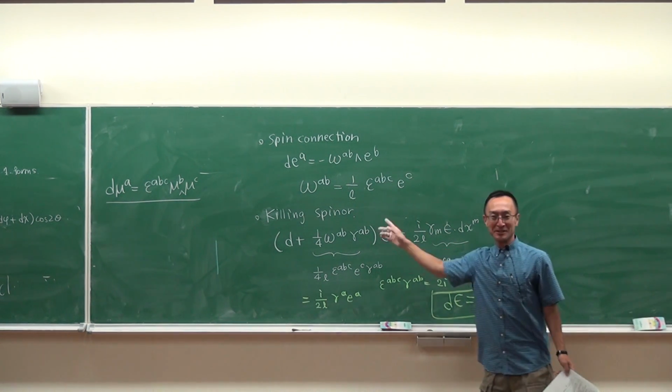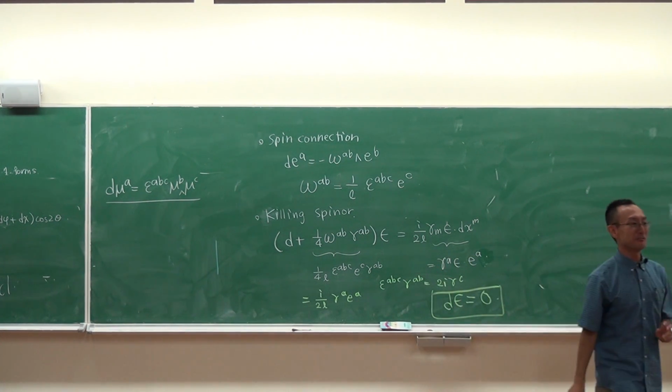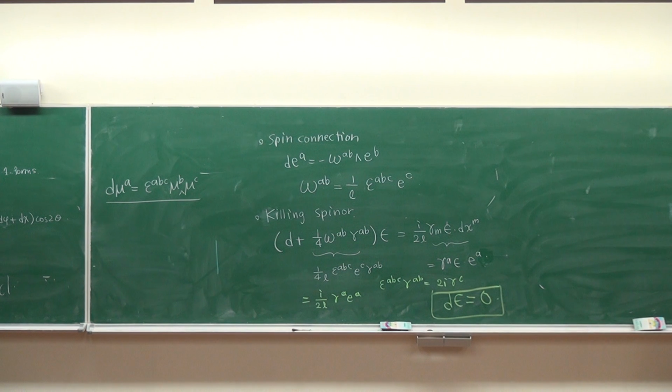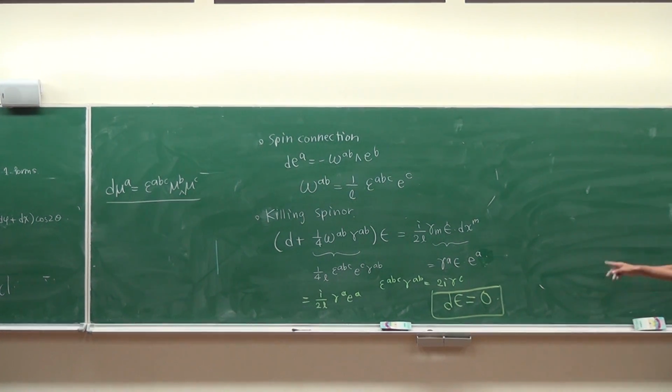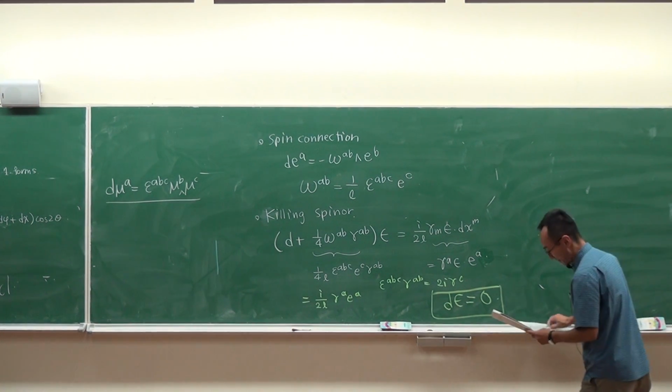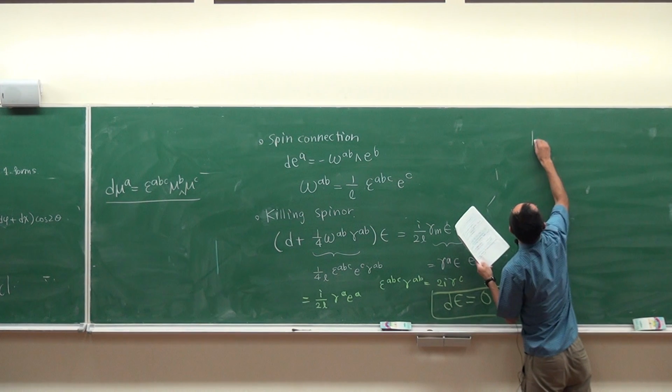What's the importance of this solution to the Killing spinor equation? Since there is a Killing spinor on the round sphere, by making use of the formalism I explained to you last time, I can construct a supersymmetric theory on the round sphere. If there is no solution, I cannot do that. So this is important. But for later purposes, what is going to be more important is the Killing vector.